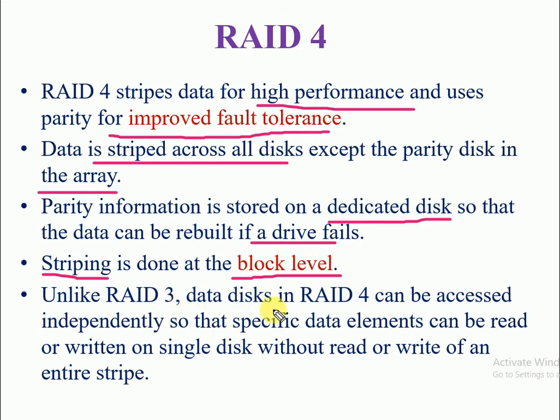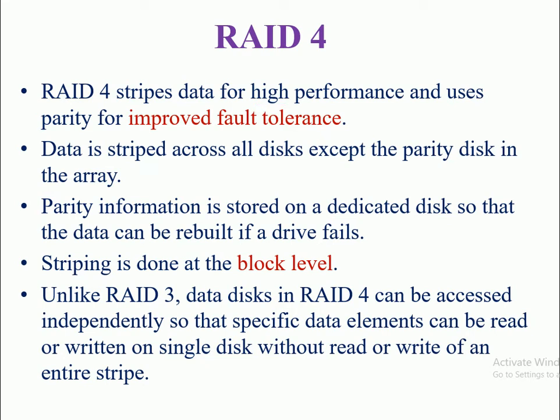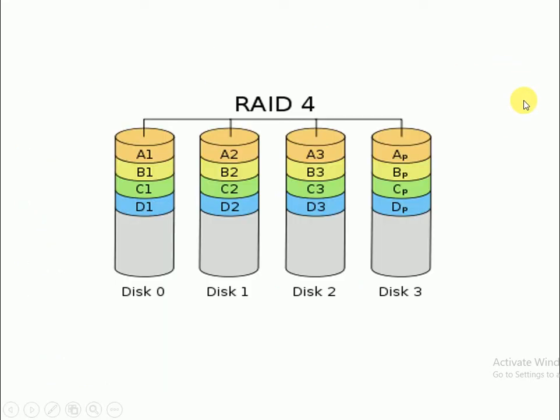Unlike RAID 3, data disks in RAID 4 can be accessed independently, so that specific data elements can be read or written on a single disk without reading or writing the entire strip. So an individual strip can also be written or read on a single disk in the case of the RAID 4 architecture. So here you can see it is block level distribution on each of the disks, and finally we are having a parity disk available separately.